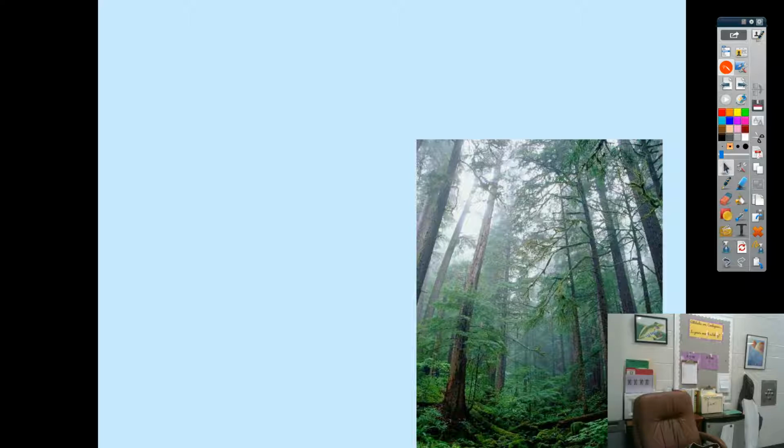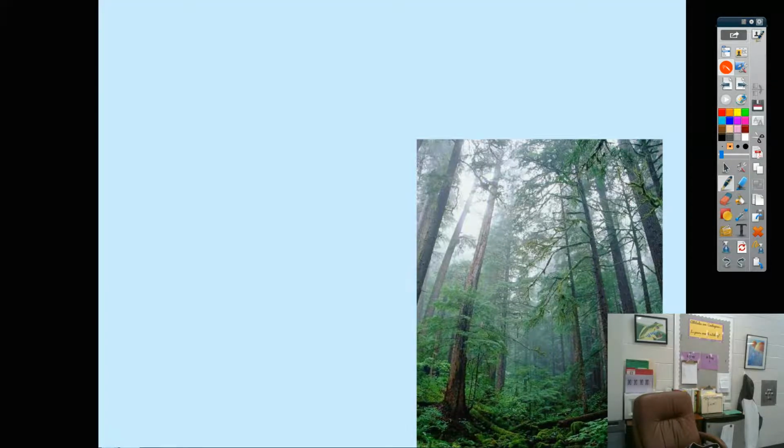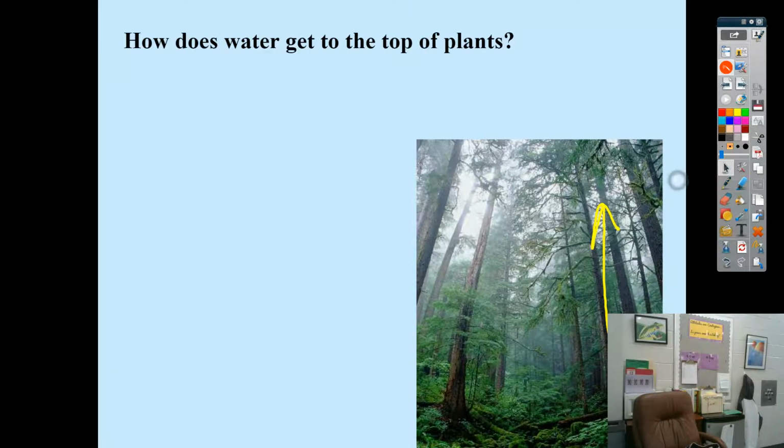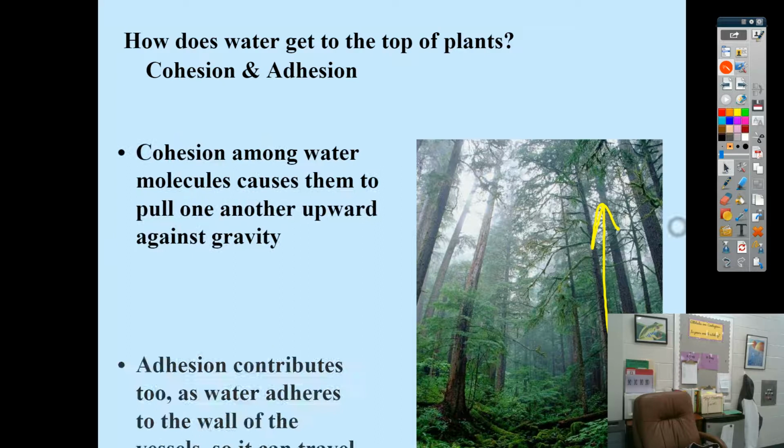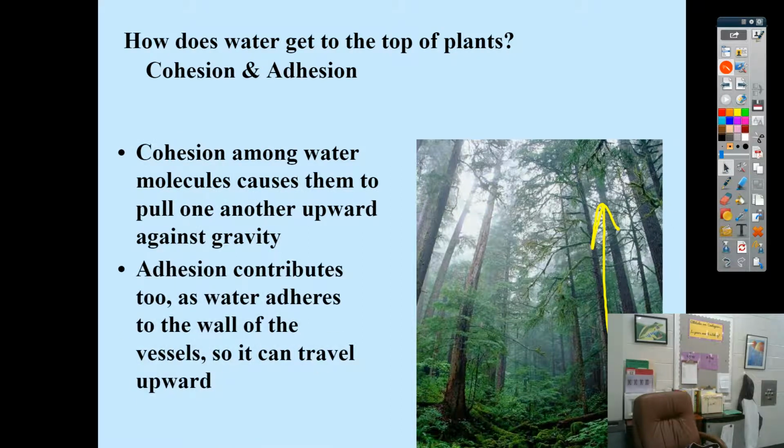So there's those giant trees. The water's got to go from the bottom to the top against gravity. It does that because water molecules are cohesive and adhesive. And let's just explain. Did I give you this one printed out? No? Okay. So in plants, it's cohesion and adhesion. It's called capillary action. It's a very important property of water.